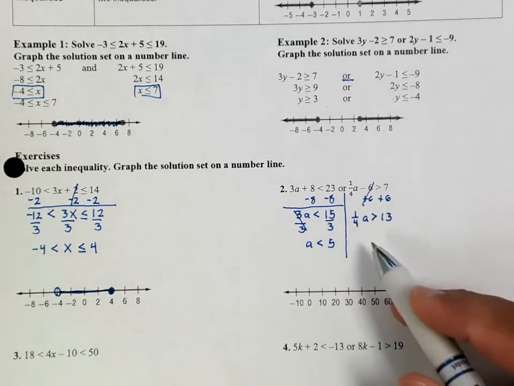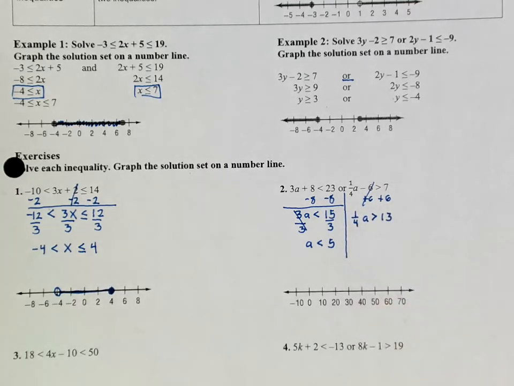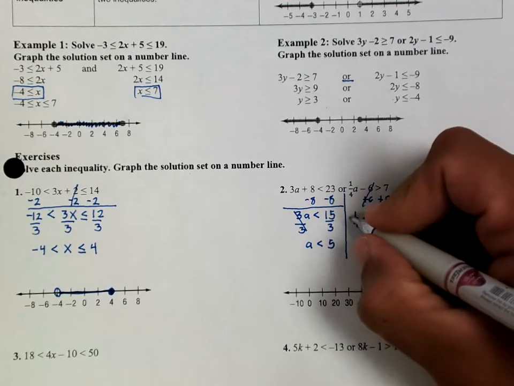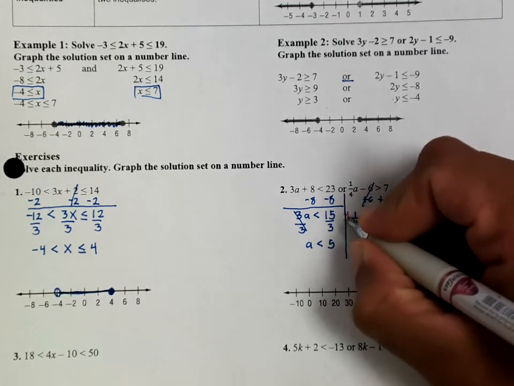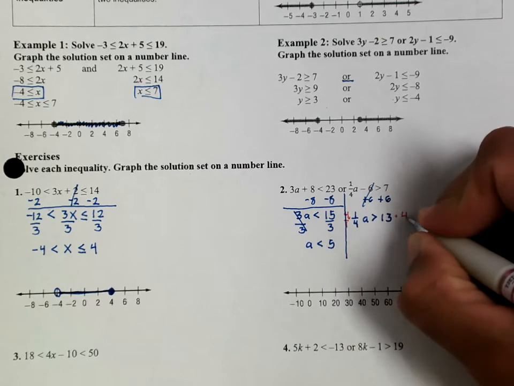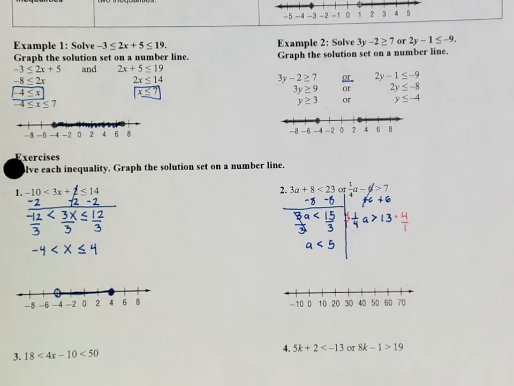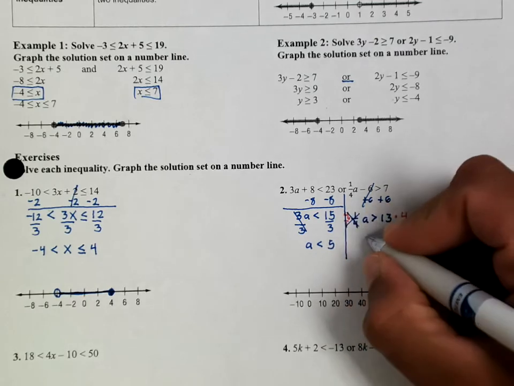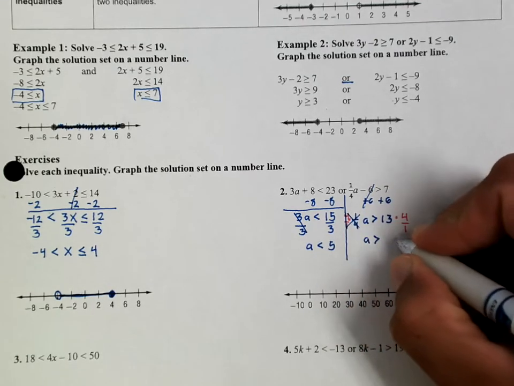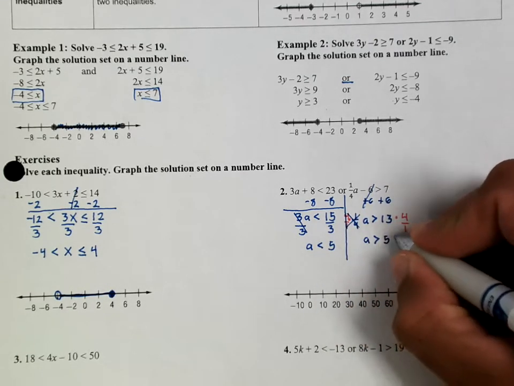And remember, how do I get rid of that 1/4? You can look at it 2 ways. You can either multiply both sides times 4, or we can multiply times their reciprocal. Well, 4 over 1, well, that's just 4. So that's going to cancel this. So I have A is greater than 52.